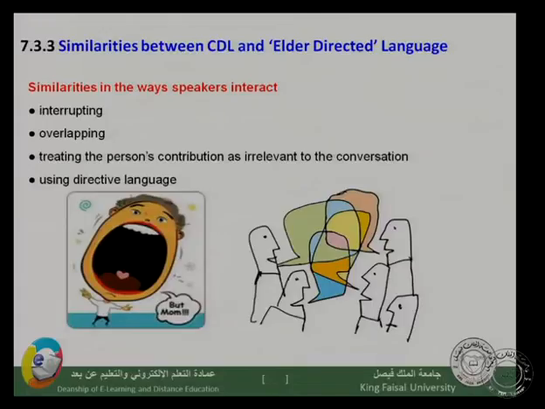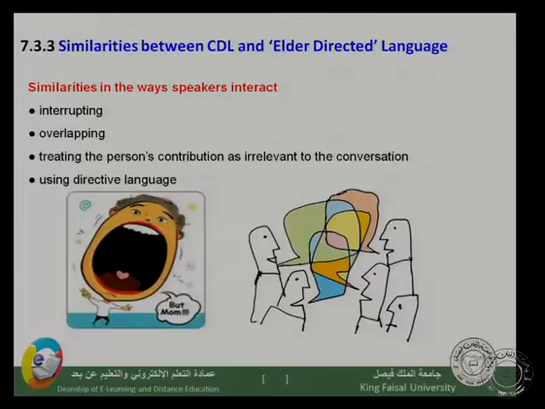Similarity in the ways the speakers interact. Both old people and little children usually interrupt the speech. Both of them will speak at the same time as the other speaker does. So they interrupt each other, they interrupt the speaker, they speak at the same time the first person speaks. Also their sounds overlap when they speak at the same time, and their sentences overlap.